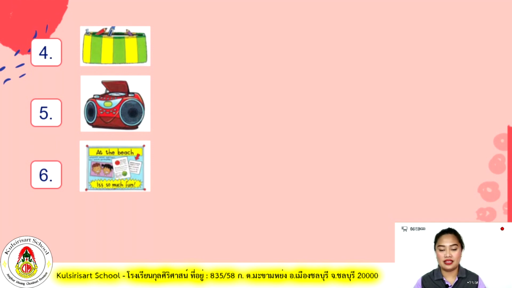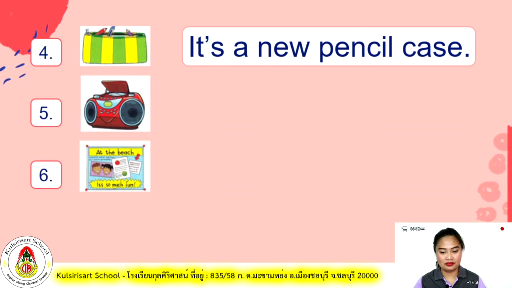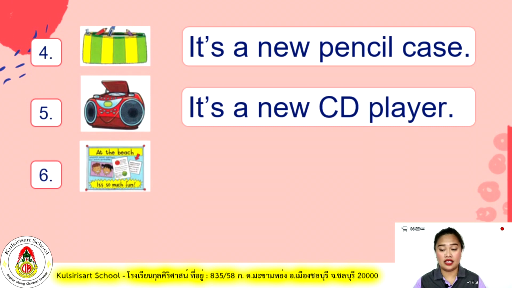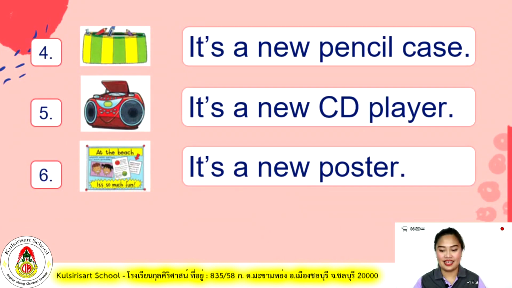Okay, now let's read the sentences. Number 4, it's a new pencil case. Your turn. Number 5, it's a new CD player. And number 6, it's a new poster. Okay, great. Now let's move on to our next slide.